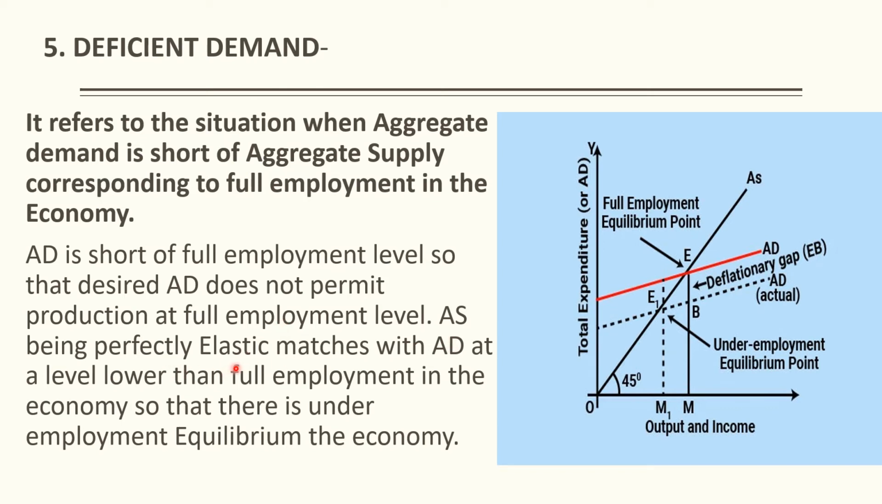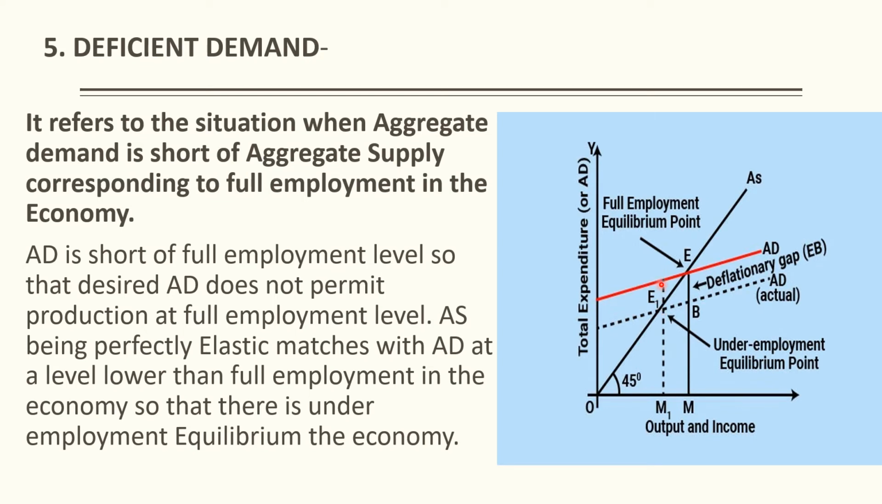Aggregate supply being perfectly elastic will match with aggregate demand at a level lower than full employment in the economy, so that there is an underemployment equilibrium in the economy. So you see here what is desired is denoted by the red aggregate demand curve, and the dotted line indicates what actually has happened in the economy at this point. Before reaching full employment of resources, equilibrium is reached before that level.